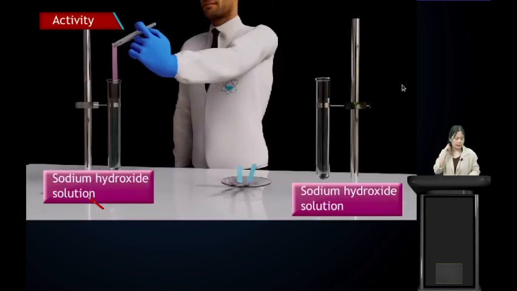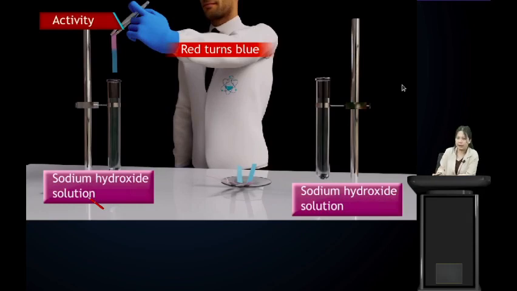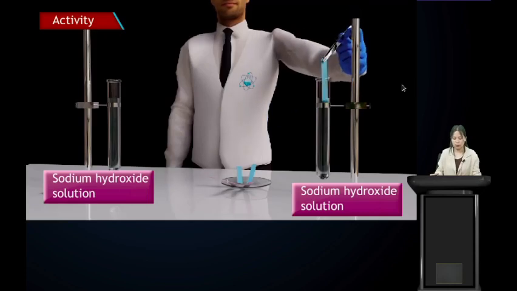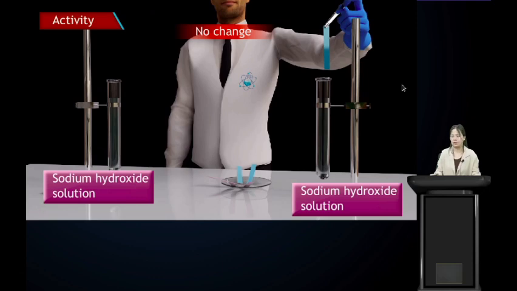Okay. Now let us take two test tubes again containing sodium hydroxide, and take both red litmus paper and blue litmus paper. We have seen that in base the red litmus paper changed to blue, right? But what about the blue litmus paper? What is the effect of blue litmus paper when it is put inside the base? Let us see. First we see that the red litmus paper changes to blue in base. Now when we put the blue litmus paper into the base, we see that there is no change. So in base the red litmus paper changed to blue, but the blue litmus paper has no effect in base solution.